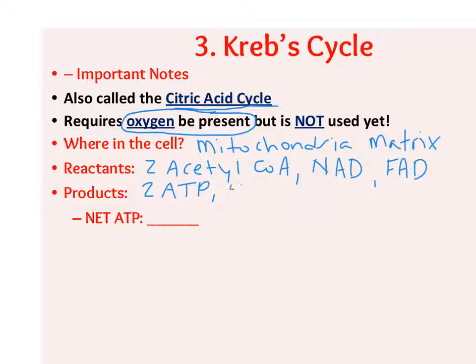We're going to make 4 molecules of CO2. That's a waste. We're going to make 6 NADH electron carriers, and we're also going to make 2 of its cousins that also carry electrons, 2 FADH2. All you need to know is that those carry electrons to the electron transport chain. So we made 2 net ATP in glycolysis, and we got 2 more here. So we're up to 4 ATPs on our way towards 32.